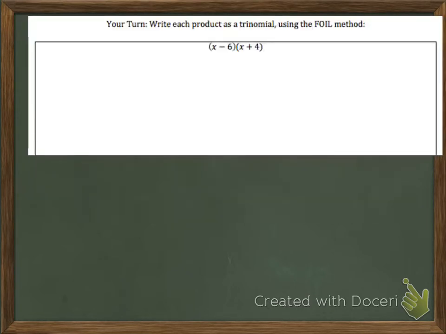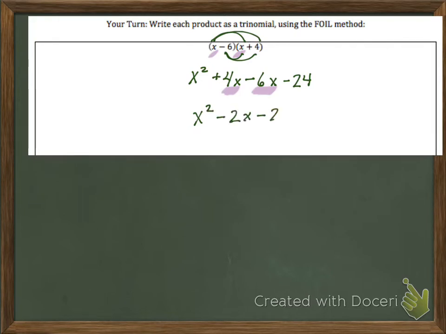So we're going to practice some binomial times binomial here, and so we're going to take our first terms and multiply them, and we've got x times x, giving us x squared. Outer terms, 4x. Inner terms, watch the sign there, that's negative 6x. And last terms, negative 24. Then we want to make sure to combine the like terms. We have like terms to combine. It gives us x squared minus 2x. Again, watch the sign there. And minus 24.